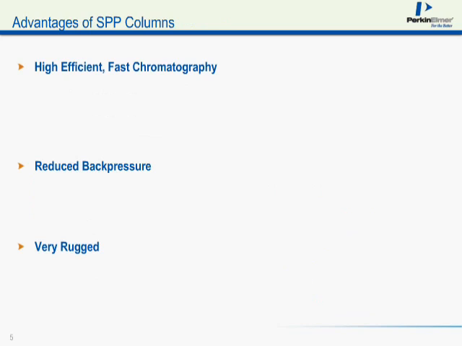And so you look at the three key advantages of SPP particle type columns. First is their high efficiency, very fast chromatography. Secondly is reduced back pressure when compared to your sub 2 micron particles, and the ruggedness of the column, which exceeds those of most of the sub 2 micron particle size columns.